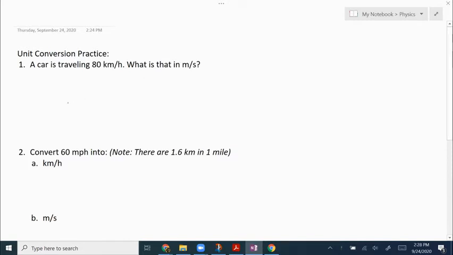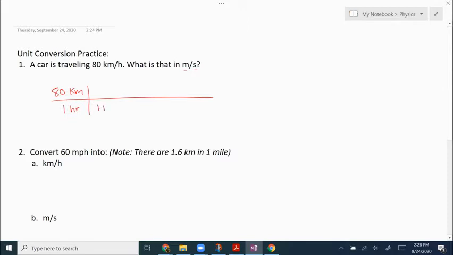So we did this one in class, but just in case, the way to set this up is it's 80 kilometers per hour. So that's 80 kilometers per 1 hour. The kilometers go on the top, the hours go on the bottom, and we're trying to get to meters per second. So basically we need to change the kilometers into meters, and we need to change the hours into seconds. So first up, let's change the kilometers into meters.